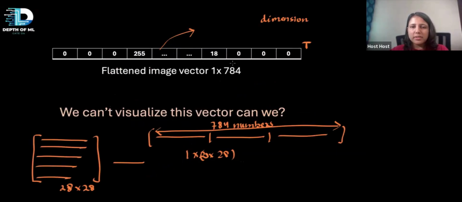Can you visualize it? No, right? So what will I do? I will basically try to reduce the dimensions of this. So the dimension of this vector is 784, right? I will try to bring it to 2D and still try to keep as much information as there is in this.